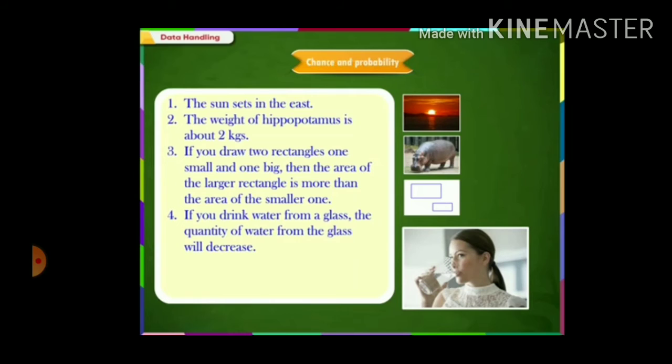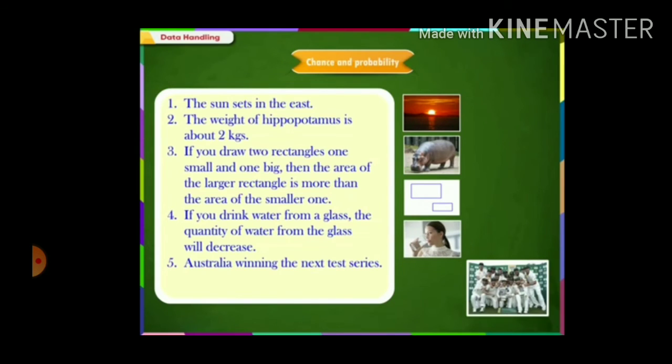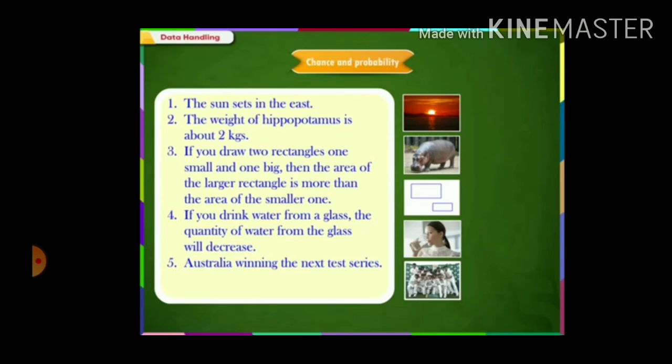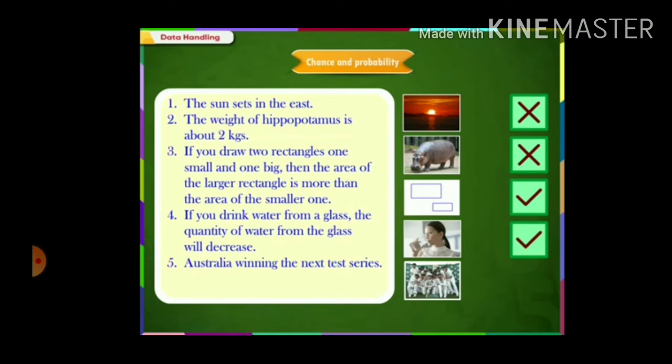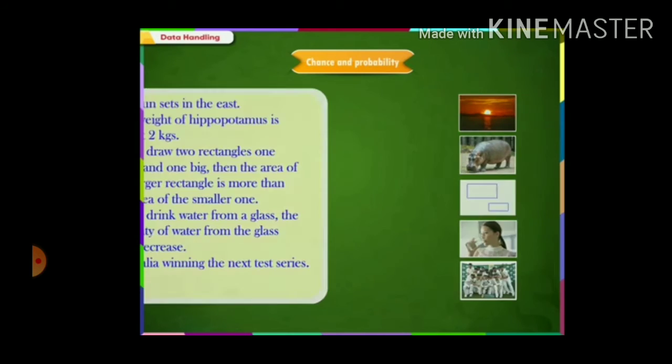If you drink water from a glass, the quantity of the water in the glass will decrease. Australia winning the next test series. If we look at these statements, the first and the second are impossible, while the third and fourth statements are true and certain to happen. But for the fifth statement, we say it may win or may not.